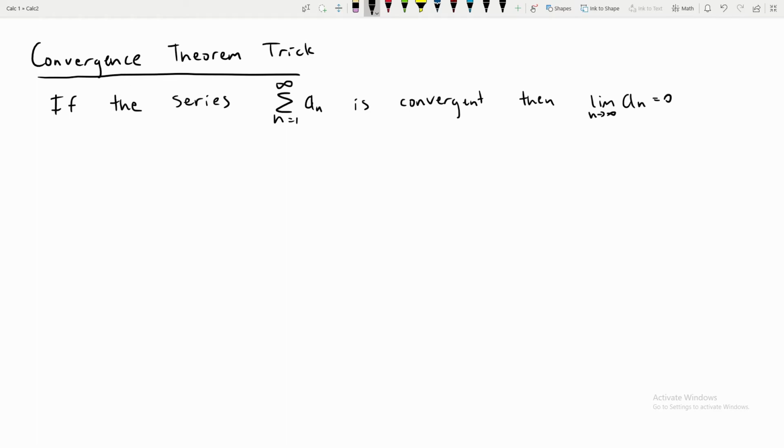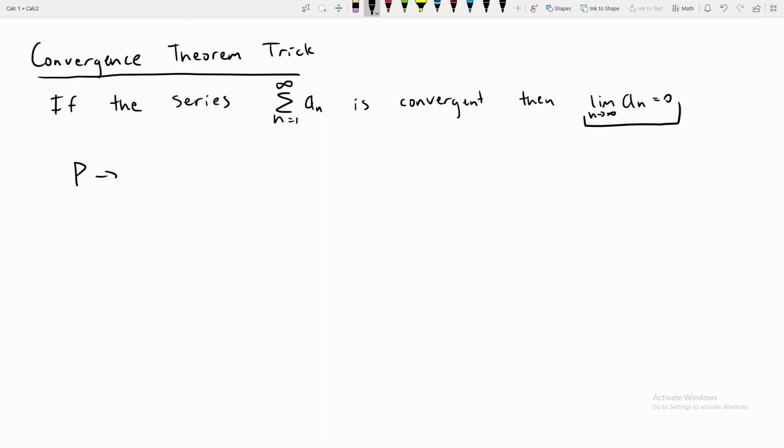Basically, the convergence theorem states that if the series of a_n is convergent, then the limit of that term a_n is going to equal 0. Now, this doesn't really help us out much, because in a lot of questions we're looking to find out if the series is convergent or not by using some sort of method. So this just tells us that if it's convergent, which is what we're looking for, then this conclusion follows. In a sense, that really isn't helpful, and it's the reason I've titled this the convergence theorem trick. We're going to apply a little bit of logic.